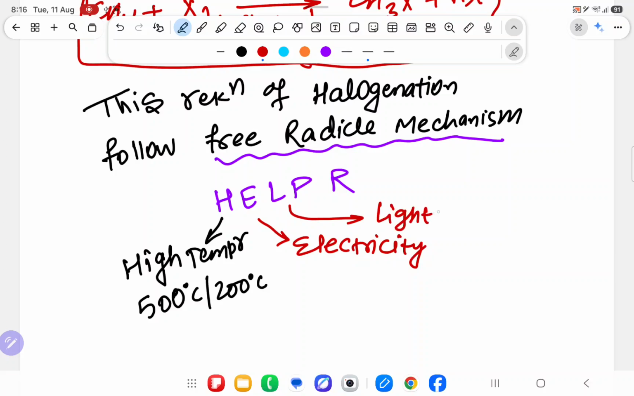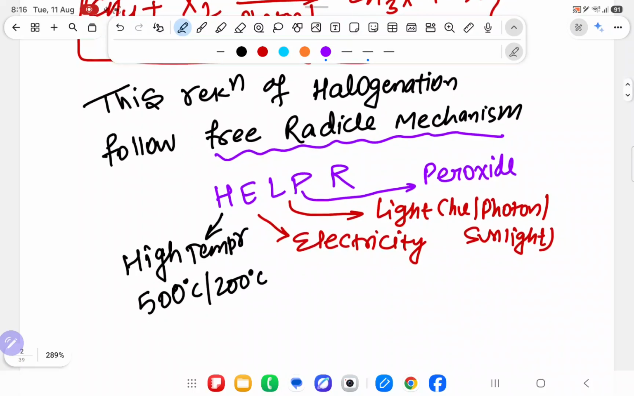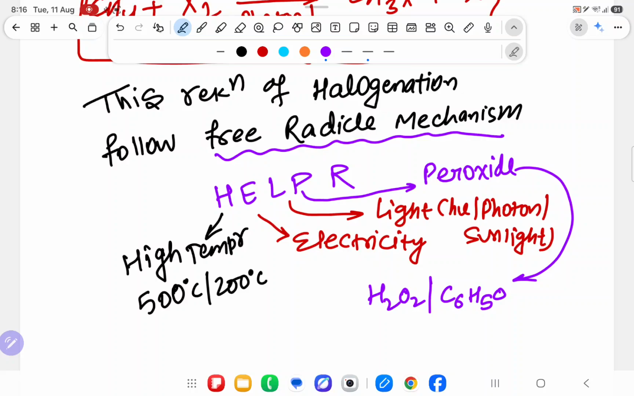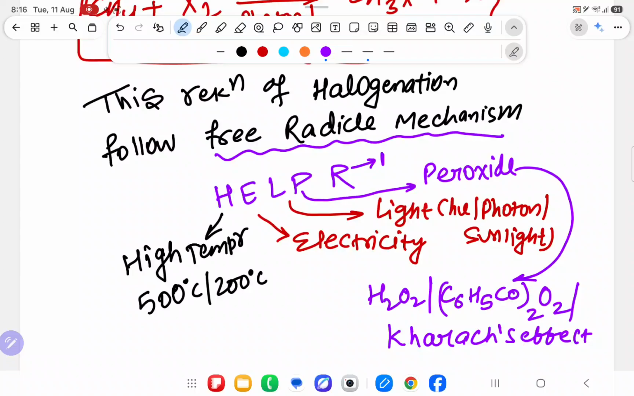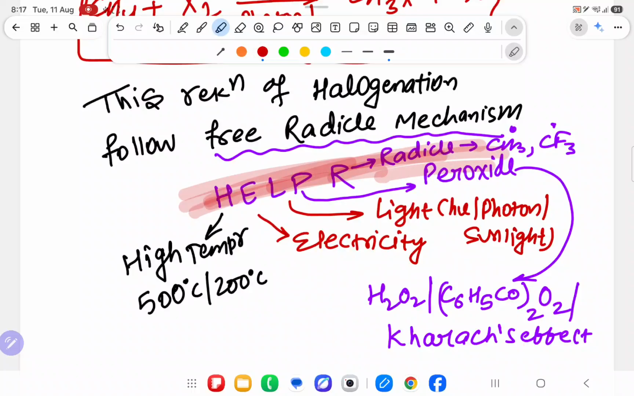Any place written light like h nu, photon or sunlight. So previously it is written what? h nu, photon or sunlight. Then again you will say it is a free radical mechanism. Any place written peroxide, either it should be H2O2 or it should be C6H5CO-O-O-COC6H5, or any place written Kharasch effect. These all are known as peroxide, or any place direct radical written. Radical written means CH3 dot, CF3 dot, any dot type of thing is there, then it will also do free radical mechanism. It means these are the ways by which you can judge it is doing free radical mechanism.